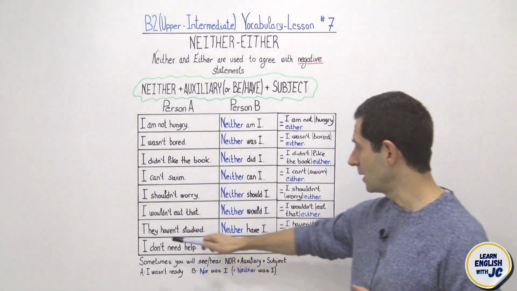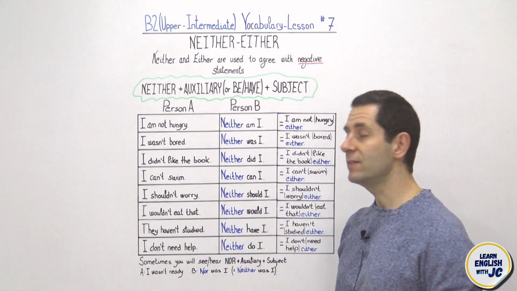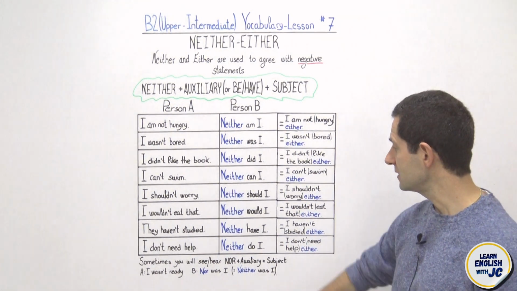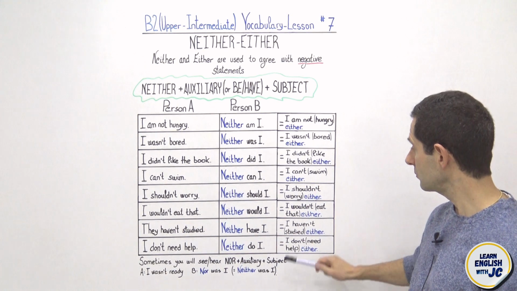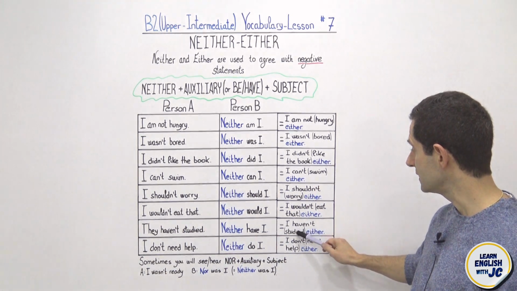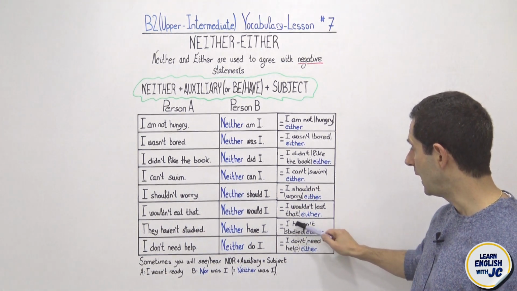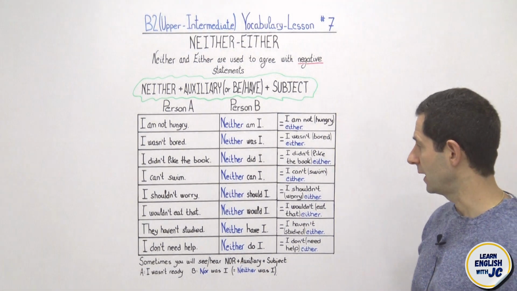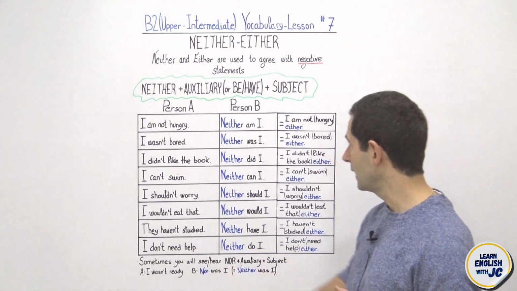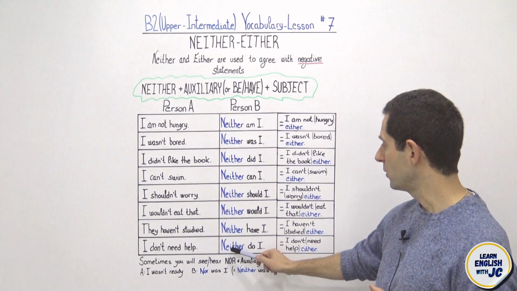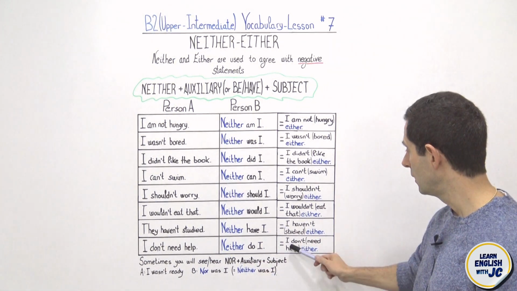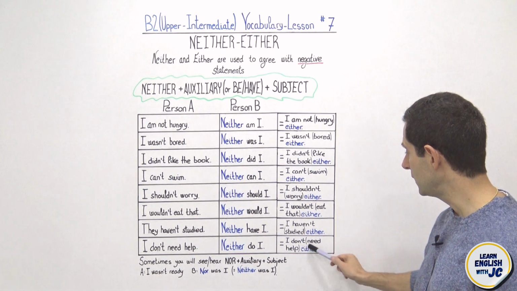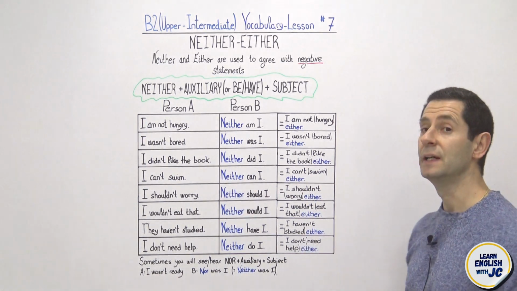Two more examples to go. They haven't studied, and person B can say neither have I, or I haven't studied either, or simply I haven't either. Another one. I don't need help. Person B says, well, really? Neither do I. Or I don't need help either, or simply I don't either.